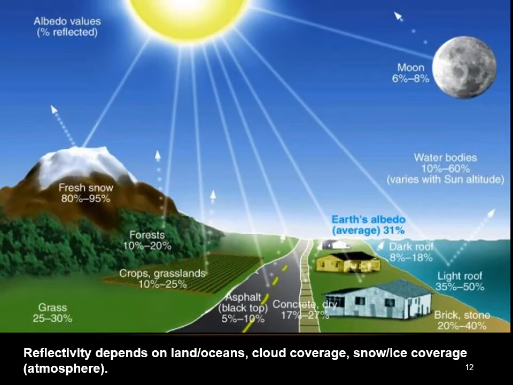When an object reflects most of the light that hits it, it looks bright and has a high albedo. As examples, snow, light roofs, and water. When an object absorbs most of the light that hits it, it looks dark, and dark objects have low albedo, such as forest, dark roofs, and asphalt.